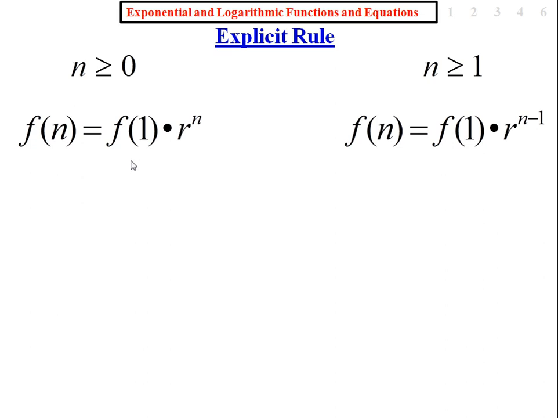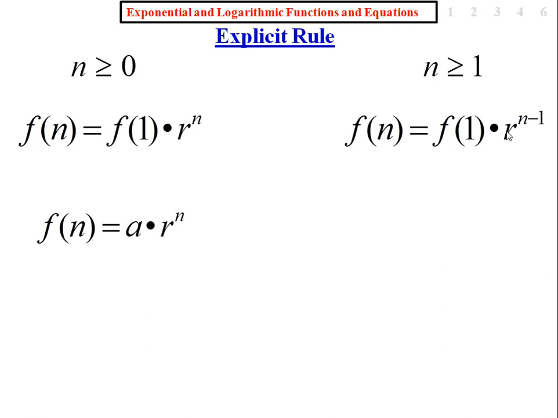Well, now that we got plenty of practice, here's where I'm going to make the change. We're no longer going to write f of 1. We're going to write a instead. So this will be f of n equals a times r to the n. But we still agree that a corresponds to what? That is correct, the first term of the sequence.